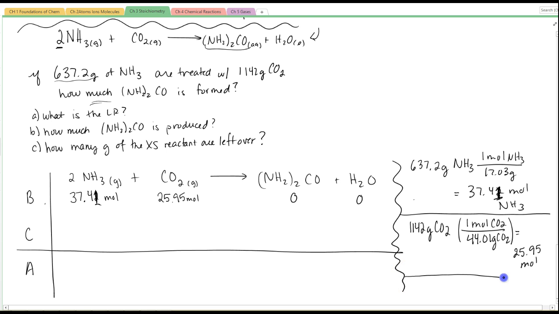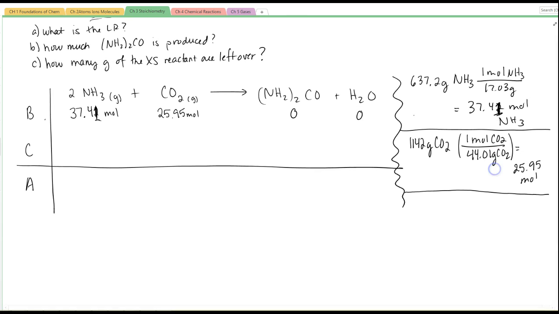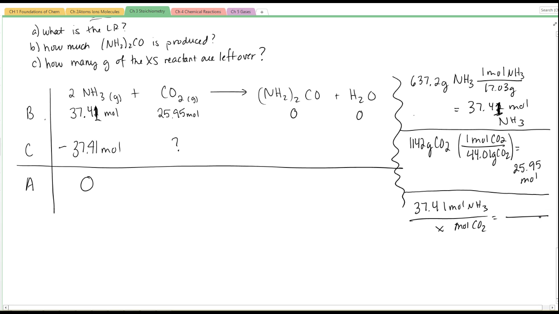So first thing I need to do is figure out what the limiting reactant is. If I used up all of the ammonia, so after there was 0, my question is how much of the carbon dioxide would I use? If I don't use up all the carbon dioxide, I know that ammonia is my limiting reactant. So let's check and see proportionally how much carbon dioxide I have to use up. So I have 37.41 moles of ammonia proportionally to X, which is what I'm looking for, moles of carbon dioxide, equal to, according to the stoichiometric equivalence in the equation, 2 moles NH3 to 1 mole CO2.